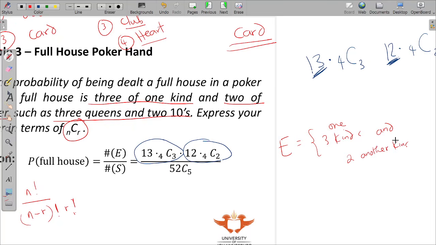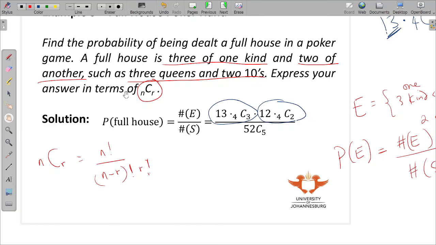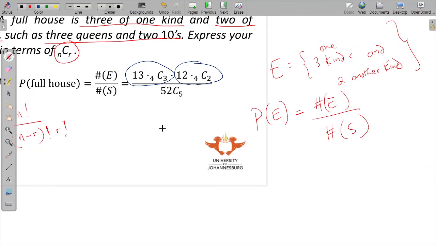Two of another kind, that is our event E. So our probability of E will be the number of that over the number of the sample space. What is our sample space here? Look, we are choosing 3 and then we are choosing 2. So our sample space will now be 52 combination 5.